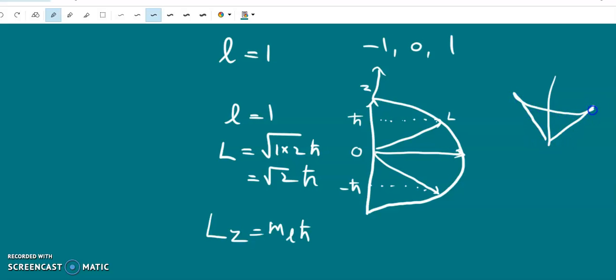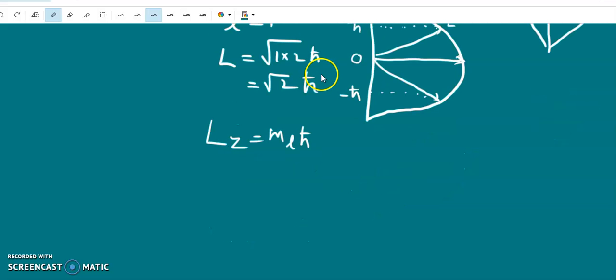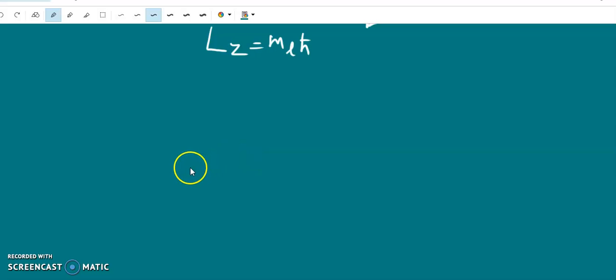So the angular momentum vector precesses around a cone such that its z component is ml times h cross. So this is the space quantization of orbital angular momentum.